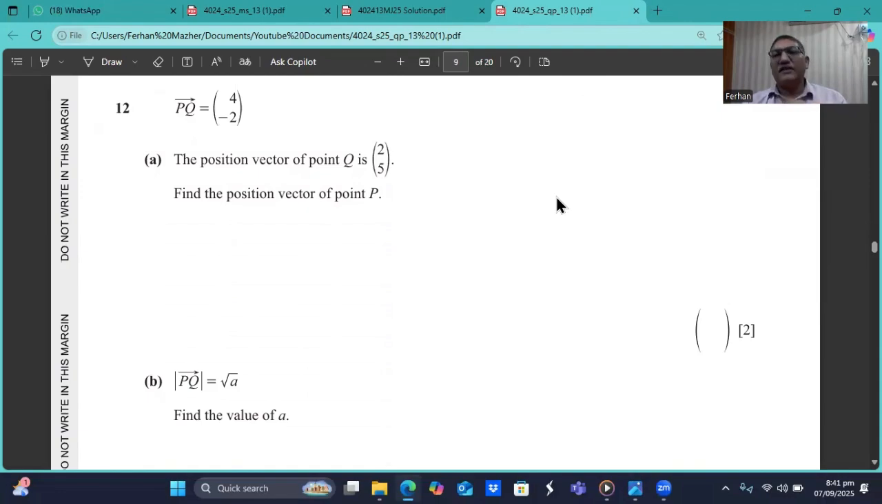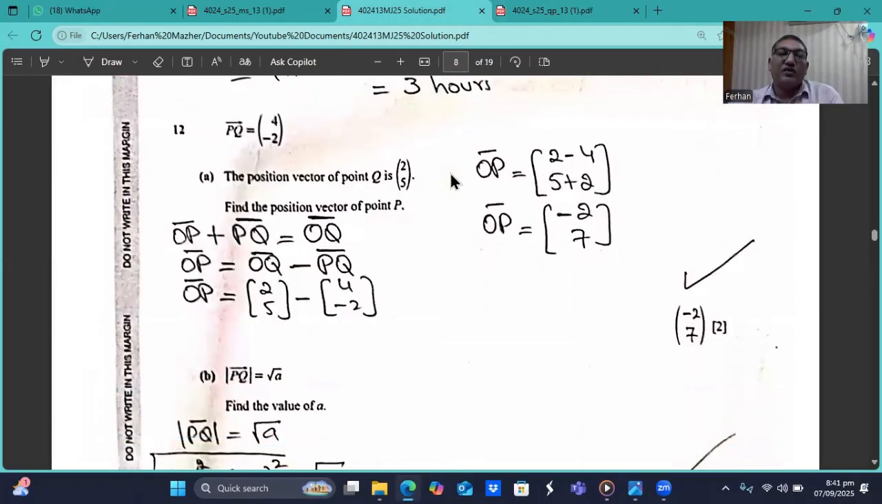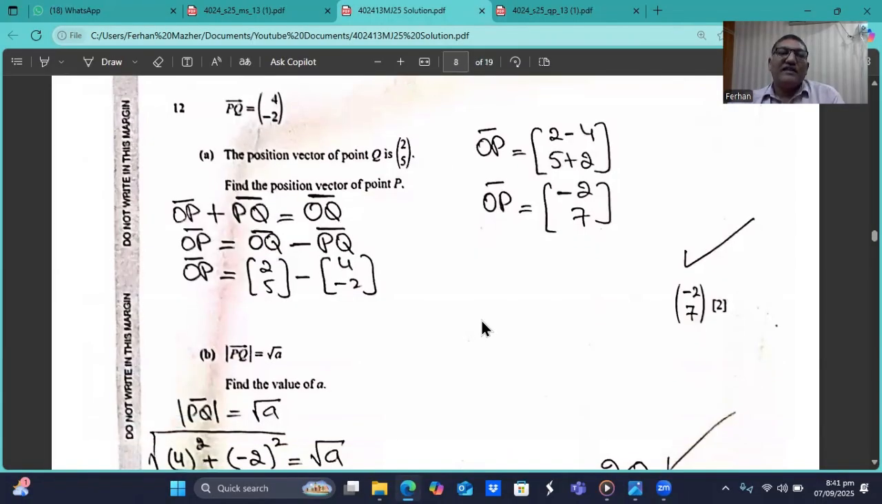If the vector is PQ, this can be written as OP plus PQ equals OQ. This order is very, very important. So I write like this: OP plus PQ equals OQ. The OP will be equal to OQ minus PQ.